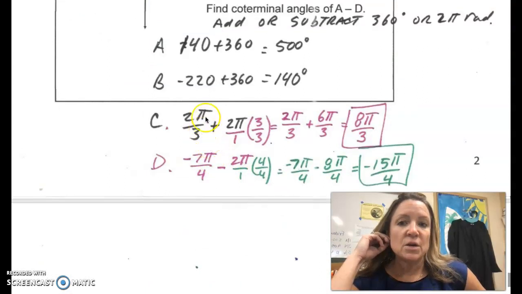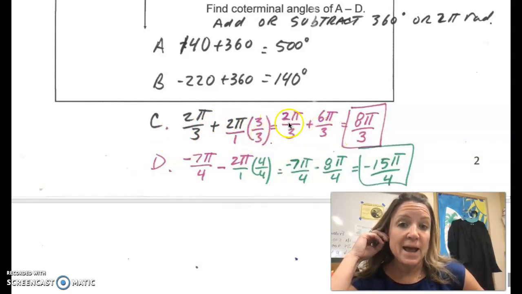For C, we have 2/3 pi, so we're going to add 2 pi. We need a common denominator of 3, so we're going to multiply 2 pi times 3, which is 6 pi, 1 times 3, which is 3. Now that we have common denominators, we can add the 2 pi and the 6 pi to get 8 pi. And so the final answer is 8/3 pi.